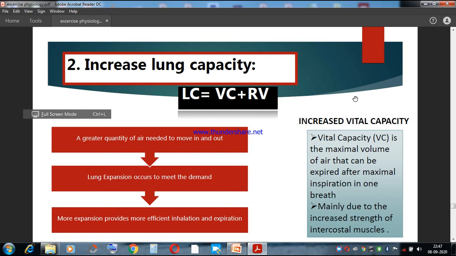Increased vital capacity. Vital capacity is the maximum volume of air that can be expired after maximal inspiration in one breath. This is known as vital capacity, mainly increased due to the increased strength of intercostal muscle. So it's also a type of anatomical change. Because of increased strength of intercostal muscle, there will be increased vital capacity. So it's a long-term effect.